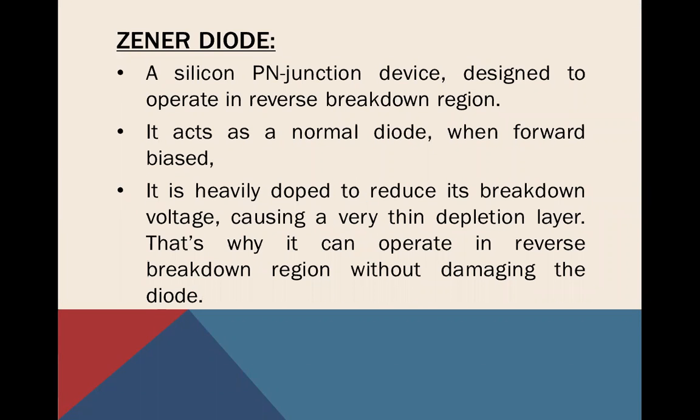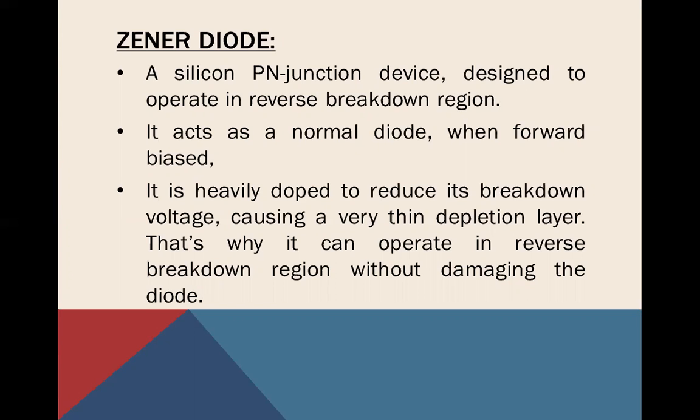A Zener diode is a specially designed silicon p-n junction device that conducts current both in forward as well as reverse bias condition. A conventional or normal p-n junction diode conducts current in forward bias, but when it is operated in the reverse breakdown region, it conducts current very rapidly and hence damages the diode. That's why the normal or conventional diode is not used in the reverse breakdown region.